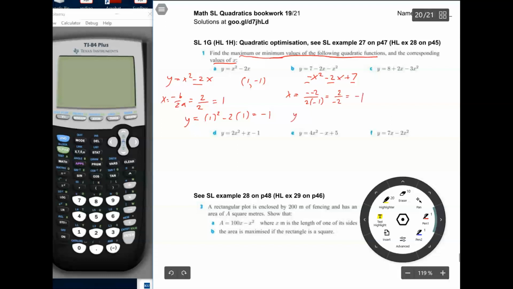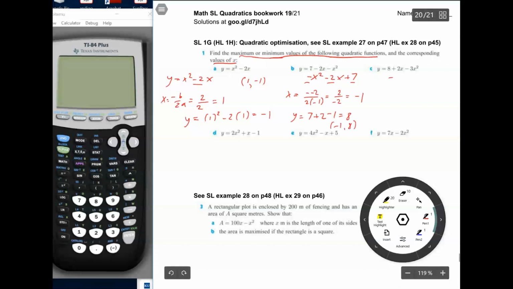And the y value is equal to 7 minus 2 times negative 1, so plus 2, minus negative 1 squared, so minus 1, so that's equal to 9 minus 1, which is 8, okay? So the vertex here is negative 1 comma 8.